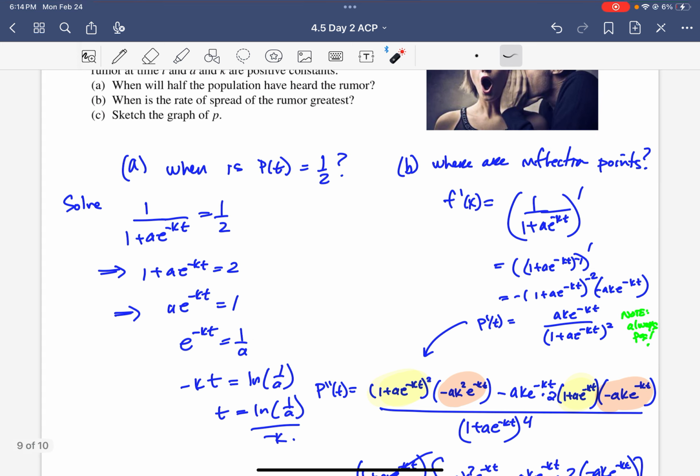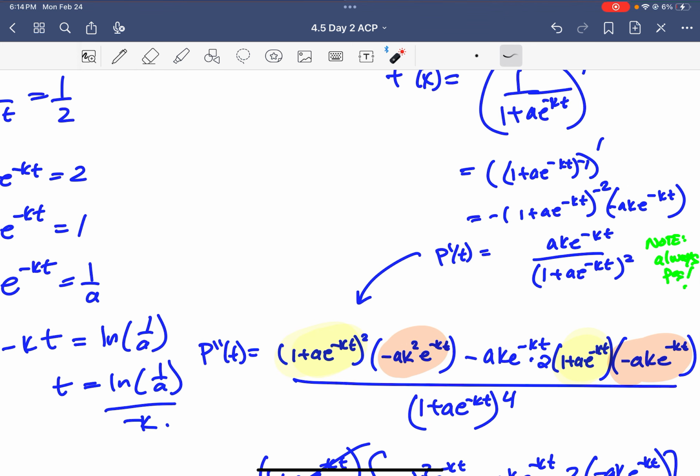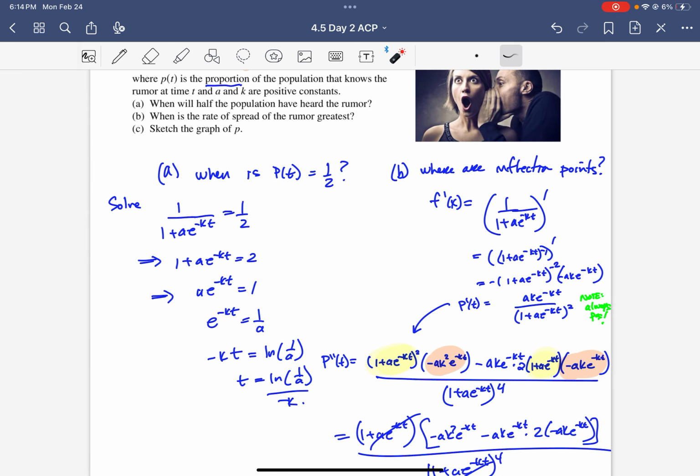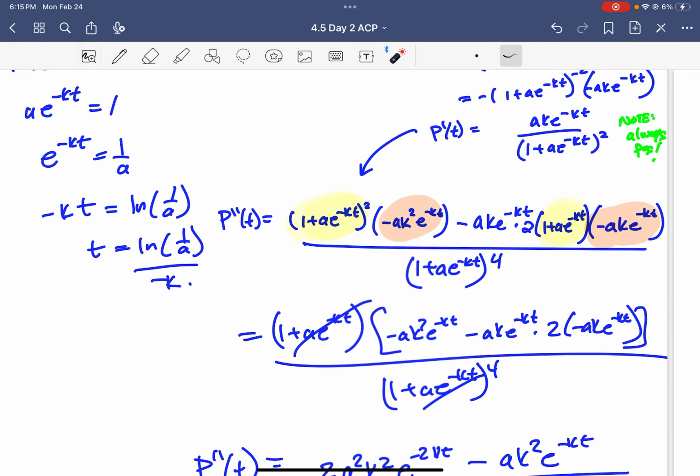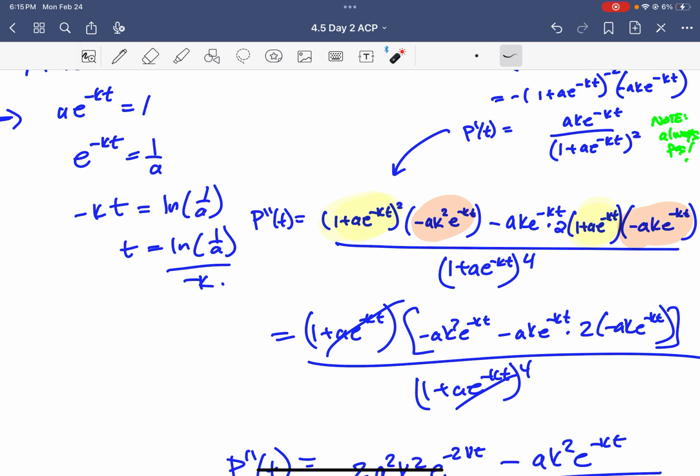Where are the inflection points? I take the first derivative to get this. Notice it's always positive, which we see in the picture. And then the second derivative, we just had to do the low d high minus high d low over low squared, which gives me to the fourth.